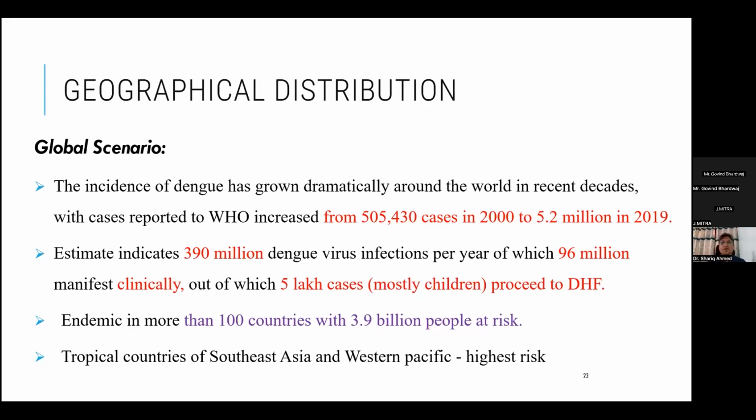every year. And as we can see from the numbers, from 0.5 million or 5 lakh cases in 2000, the cases have risen to 5.2 million in 2019. So we can see there is a 20-fold rise in cases in 20 years. And there are 390 million viral infections every year, among which 96 million manifest clinically. And about 5 lakh cases of dengue hemorrhagic fever occur every year, mostly in children.